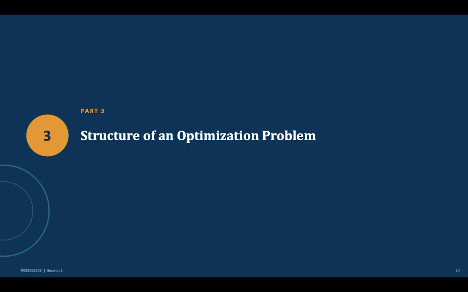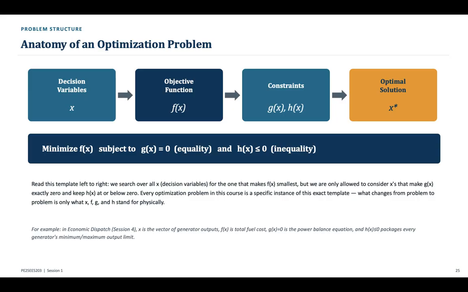Now, after getting to know the need for optimization, we shall move along to the structure of the optimization problem. When it comes to the anatomy of an optimization problem, you have decision variables.